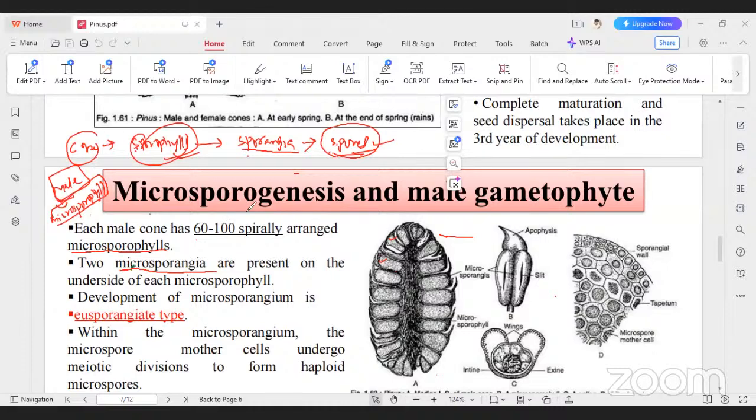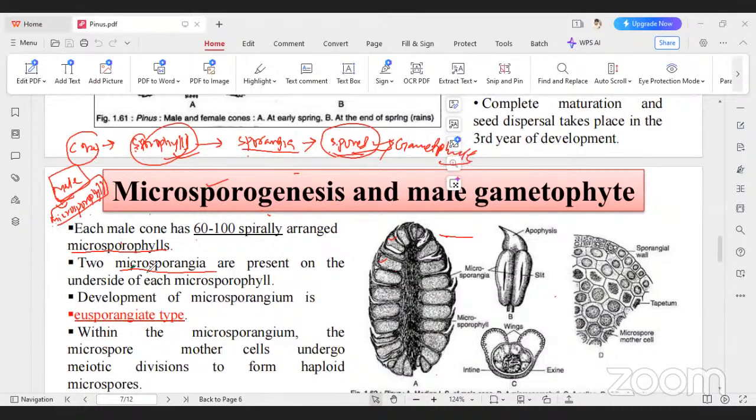Now let's discuss microsporogenesis and male gametophyte. The production of spores is called sporogenesis. Here, the production of microspores is called microsporogenesis. What happens after the formation of spores generally? The spores further develop into gametophyte.